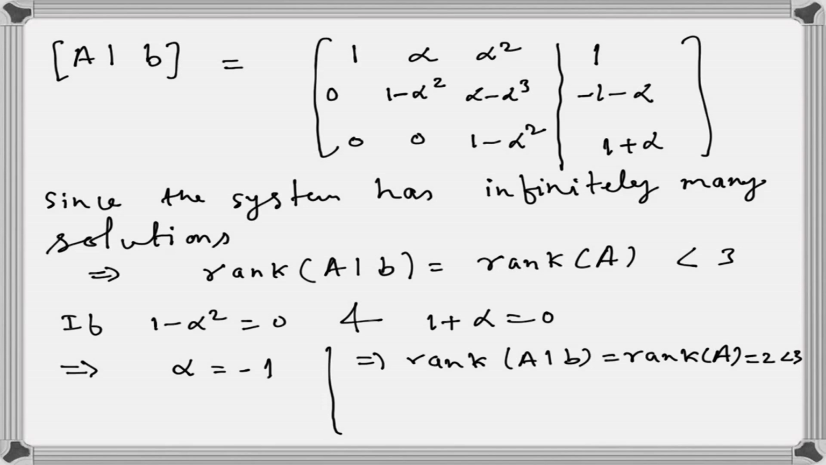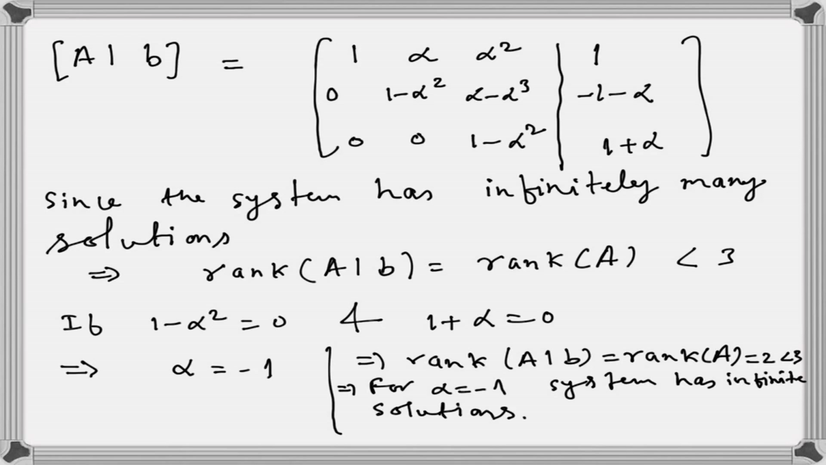So for alpha equal to minus 1, the system has infinite solutions. And this implies that 1 plus alpha square will be 1. So this is the final answer.